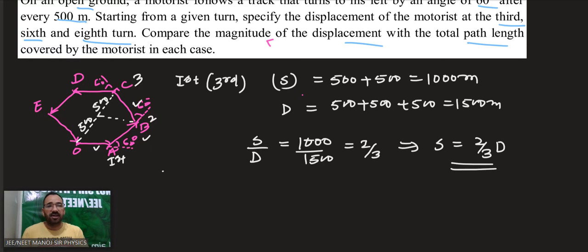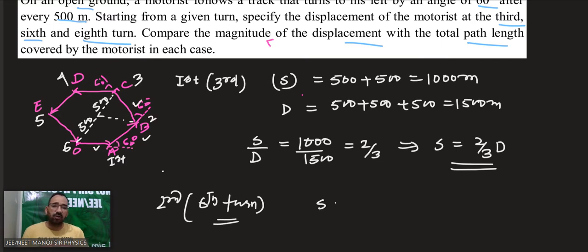Dear children, after the third, the sixth is asked, so I will write the second thing here. That is, after the sixth turn, you need to find out the displacement and distance. So let's see, where is the sixth turn? Just see, 3, 4, 5, 6. It means the motorist is reaching the original position from where he started. If he reaches the original position, obviously displacement will be zero. But what about the distance? There are six sides, each is 500. Then I must write that will be 3000 meters.